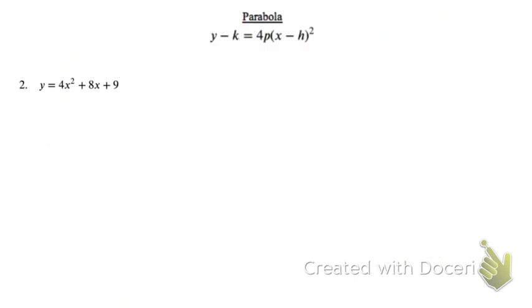And the last thing I want you to be able to do, or we want you to be able to do, is to work backwards and write the equation. So here we're given our vertex is at 5, 2, and our focus is at 5, 4. And let's just write down our equation real quick. y minus k equals 4p times x minus h squared. And let's start filling in some things.